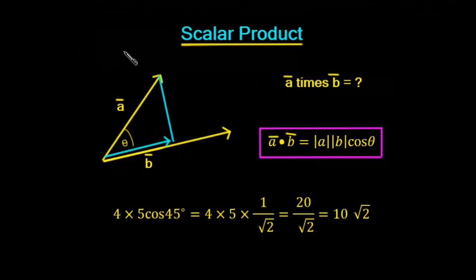So even if your comprehension of this is a little bit sticky, it doesn't really matter for the moment, because the actual application of it is very simple. We just take the length of this vector, the length of this vector, and the cosine of the angle in between, and we multiply them all together, and we'll get the correct answer.